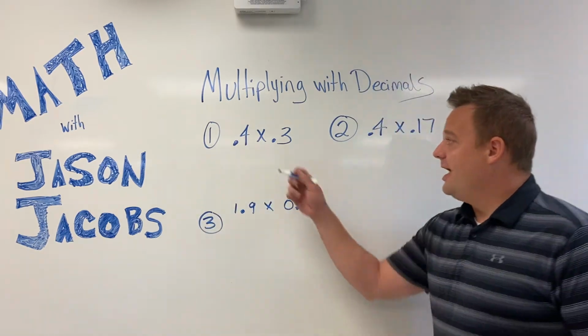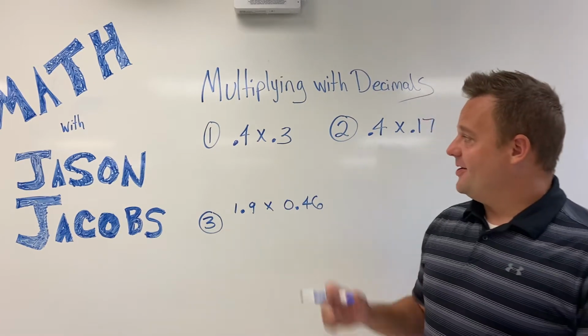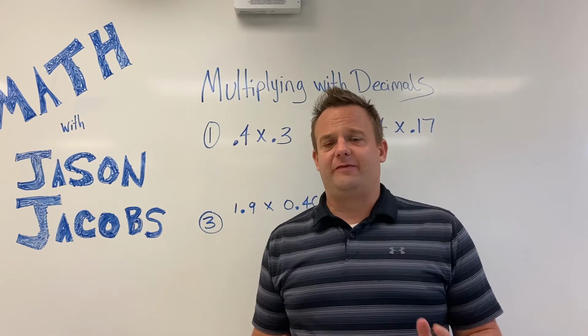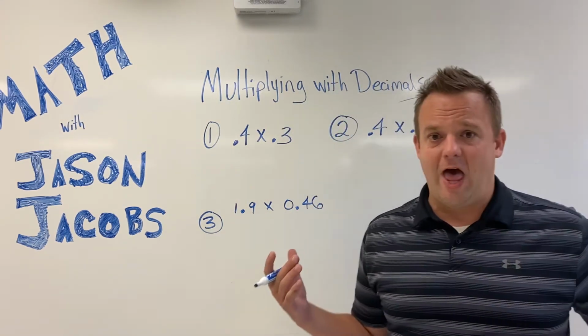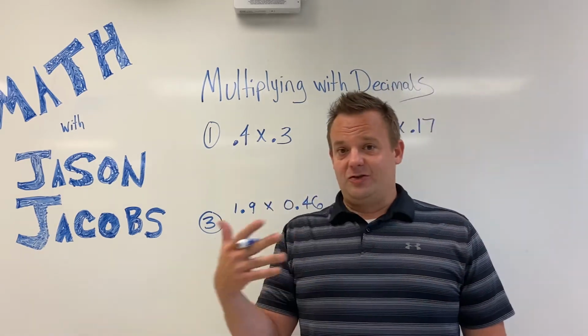Let's get started. Here we have 4/10 times 3/10. Notice the decimals. Well, let's not get freaked out about it. Let's revert back to what we know. What do we know? Well, we know 4 times 3 is 12, and 4/10 times 3/10 will have a 12.